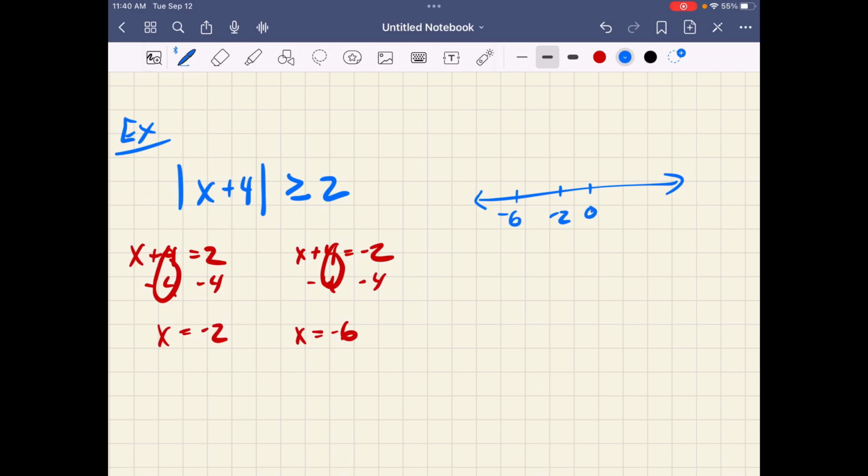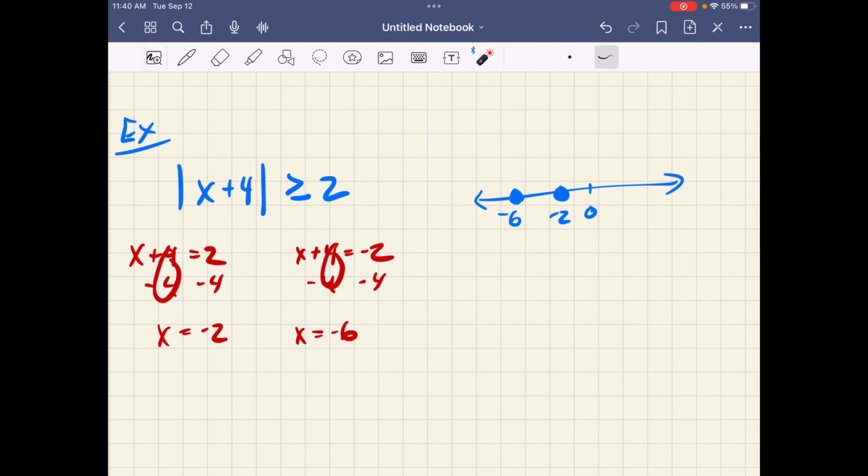And now on these, I have the or equal to under there. So now I'm going to close the circle on negative 6 and negative 2. So now we need to determine, do I want my points to the left of negative 6, in the middle of those 2 points, or to the right of that? So I'm going to choose numbers one at a time, plug them in from each location.